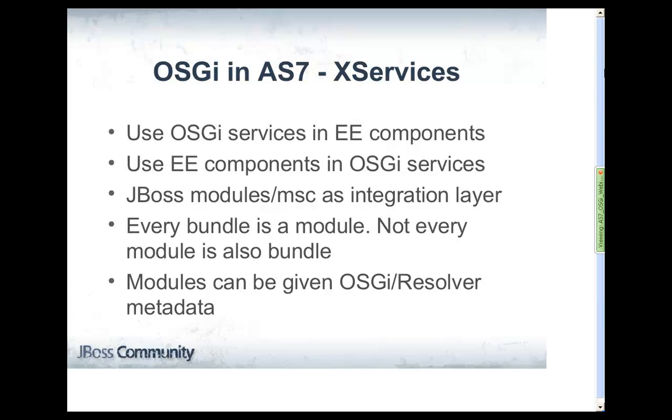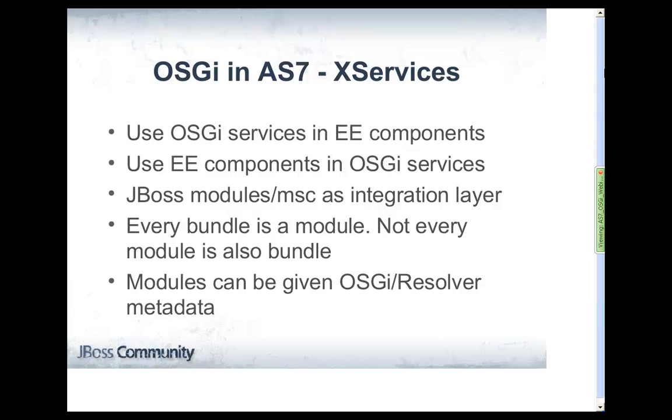So what this allows us in AS7 is to use OSGi services from Java EE components. You can write your servlet, or your EJB3, or whatever component you have in AS7, and you can create a dependency to a particular OSGi bundle and invoke functionality from that bundle. So you can invoke services from your non-OSGi component model, and it works the other way around as well.